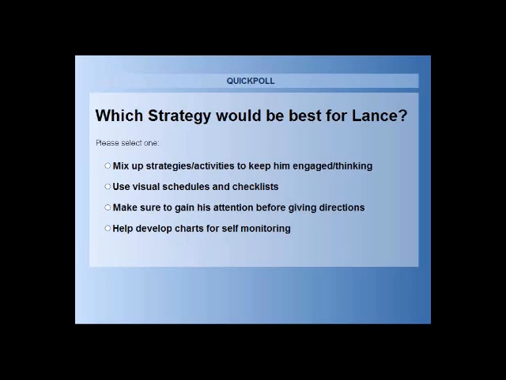Okay, so here are four strategies, and we want to do a poll and ask you, which one do you think is the best strategy for Lance? Mix up those strategies and activities to keep him engaged, like we talked about: listen, then do this, listen, then. Or use visual schedules and checklists to keep him on track. Make sure to gain his attention before giving directions. Help Lance develop charts for self-monitoring on his task behavior. Okay, so we're going to vote and see which one we think is the best. You can just use the number, 1, 2, 3, or 4.